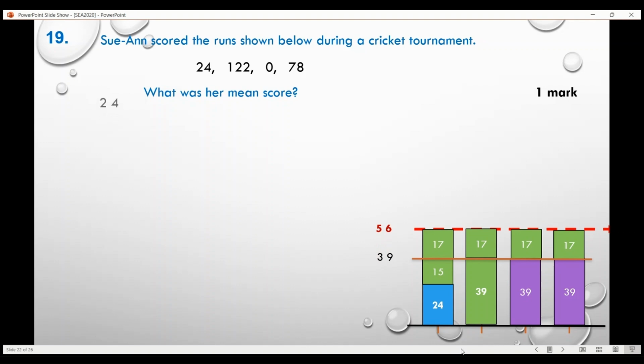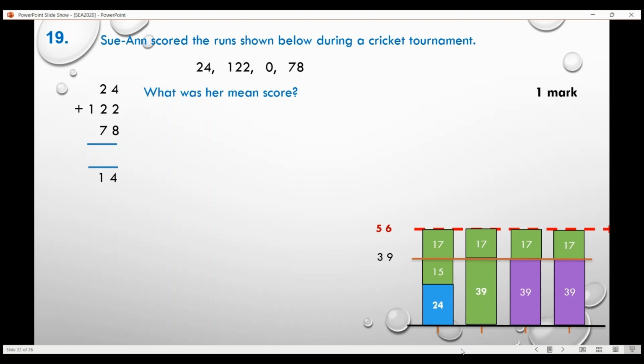So let's go now. There's another way that teachers normally ask the students to do it, which is to find out how many runs she scored in all. So 24 plus 122 plus 0. You don't need to write the 0, it's understood. Plus 78. And when we add it up, 8 and 2 is 10. We're adding the ones values. 10 and 4 is 14. So we have 14 ones.